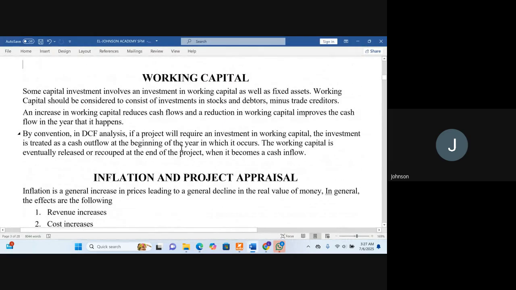Now let's go. We are moving. The working capital now. Some capital investment involves an investment in working capital as well as fixed assets. Because as you are starting the project, probably you want to start a farm. Okay, you need tractors, you need a lot of things. So then as the project continues, you will need to buy fertilizer, you need to buy other things as the project continues. So that is where working capital comes to play. Okay, working capital is what we call those other money you still incur during the life of that project.